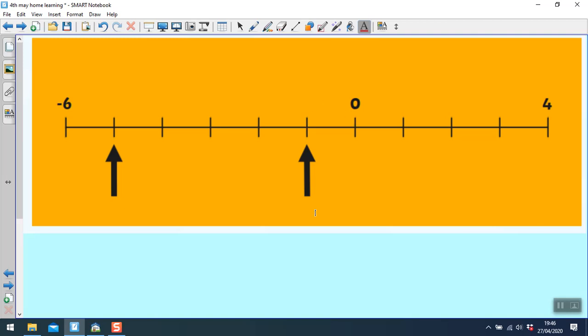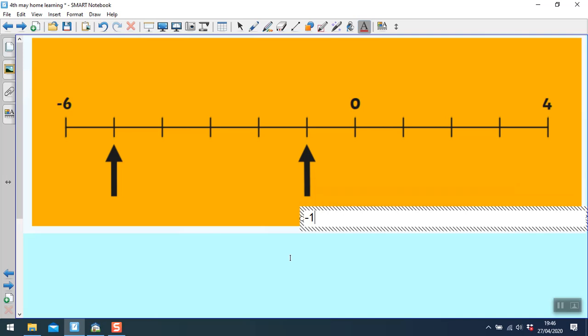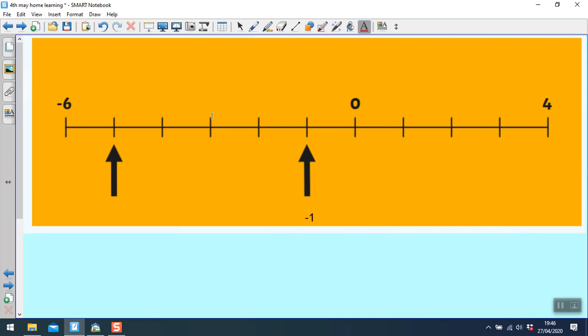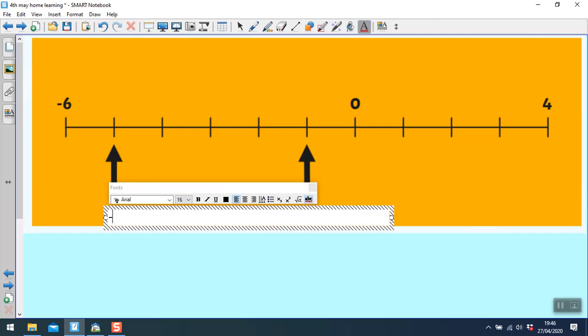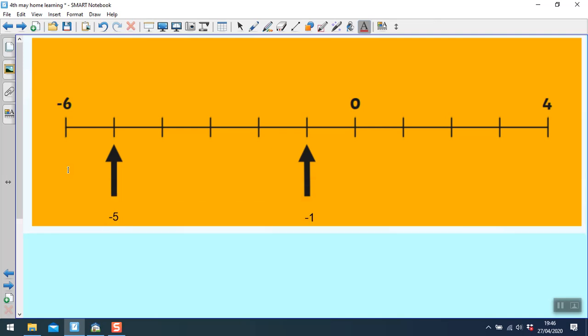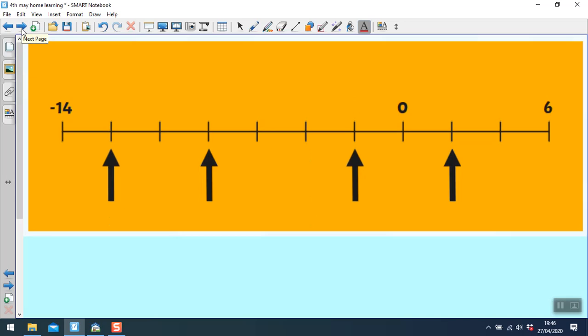So 0, this will be -1, -2, -3, -4, this will be -5. Well done if you got those two. Next one. Pause the video while you write down the numbers marked by the arrows.